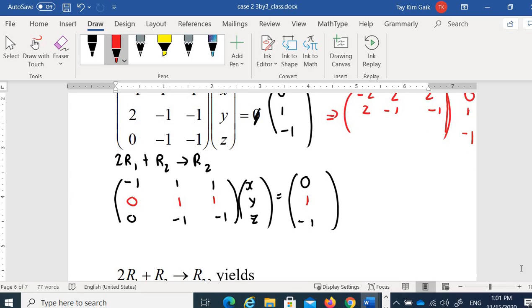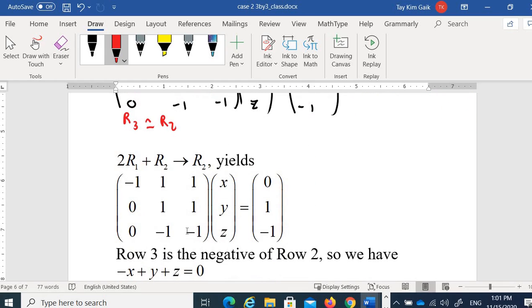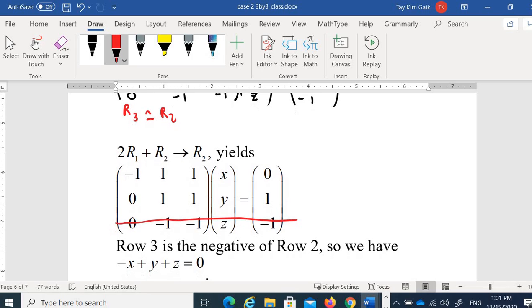Okay, and you can see row 3 and row 2 are equivalent, just now. Means your row 3 is equivalent to row 2. So it just leaves 2 equations for 3 unknowns. So it just left 2 equations, where you have here negative x plus y plus z equal to 0. Second equation is y plus z equal to 1.